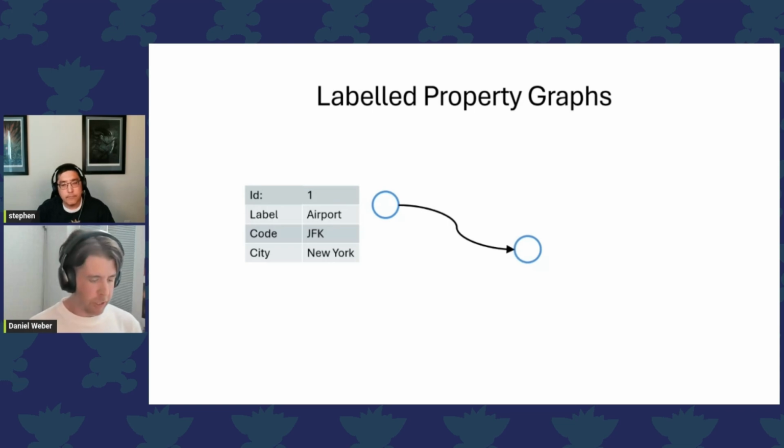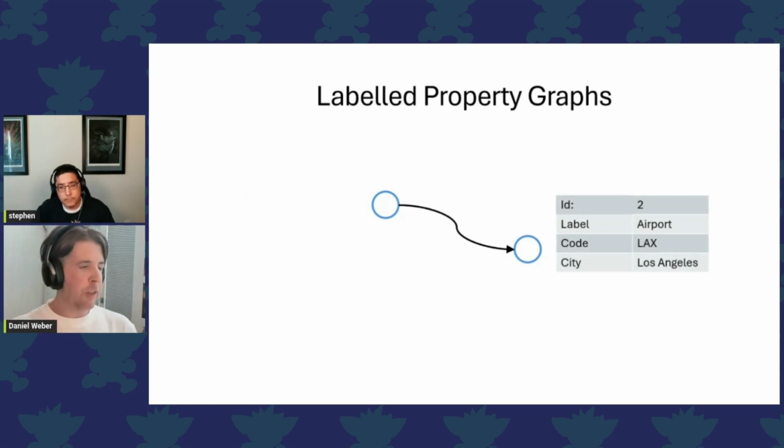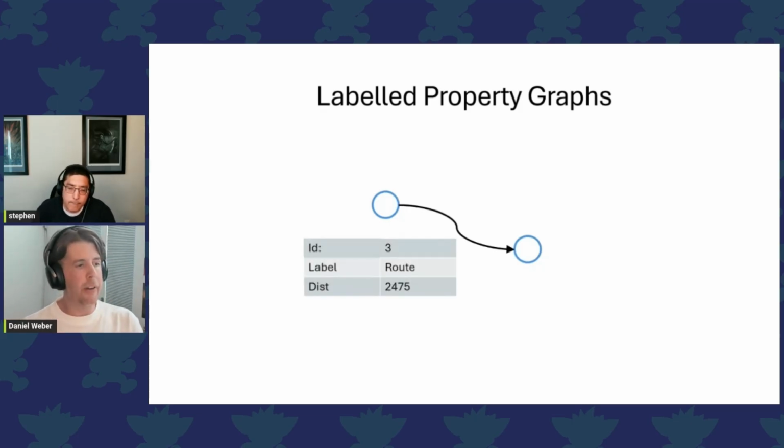For the remainder of this, the other node on the right has an ID of two. It's also an airport, but they differ in their properties. The left one being JFK Airport, and this one being LAX. And they are connected by another element. Those are all elements; nodes and relationships, vertices and edges, are both elements. This has an ID of 3, a label of route. So airports are connected by edges labeled route. And it's got a property, distance, or dist in this case.